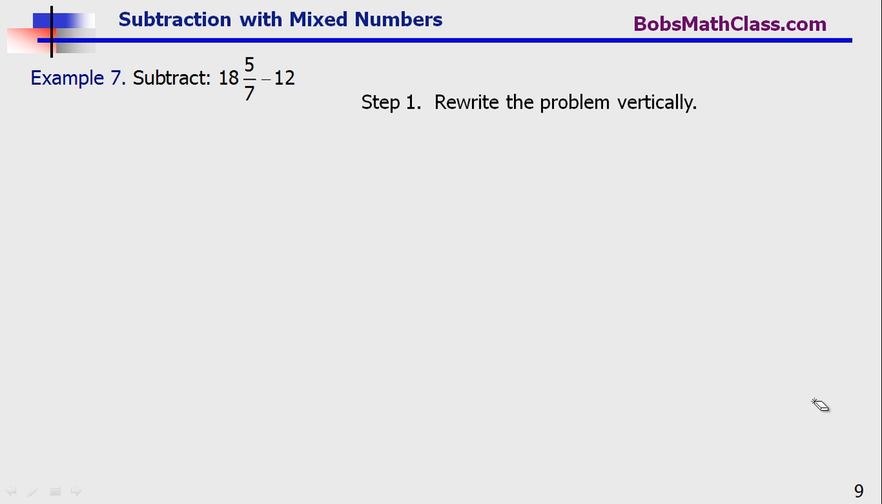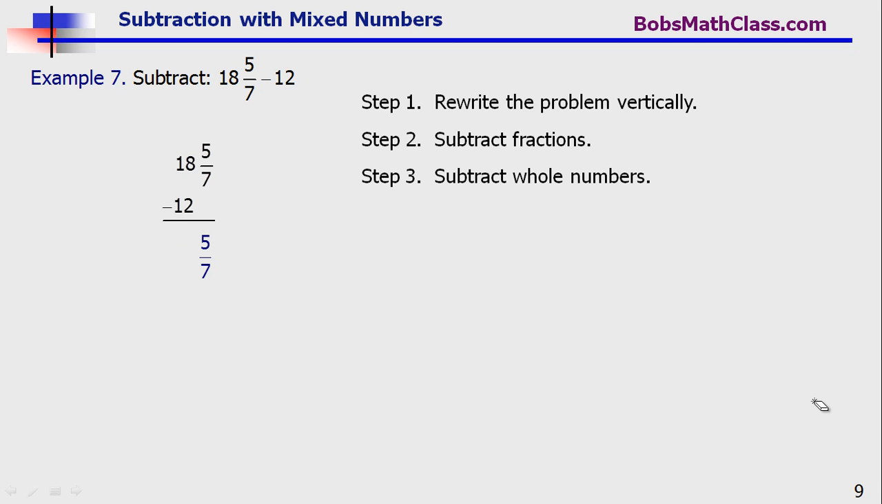Rewrite the problem vertically. Okay, now subtract the fractions. Is the top fraction smaller than the bottom fraction? Well, there isn't even a bottom fraction, right? So we could just say 5/7 take away nothing is just 5/7. So you just get 5/7. And then 18 minus 12 is 6, because we can subtract the whole numbers now. And that's it. So when there's a top fraction and no bottom fraction, you can just bring down the top fraction. That wasn't too bad.